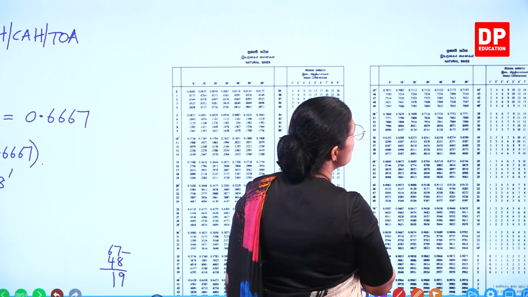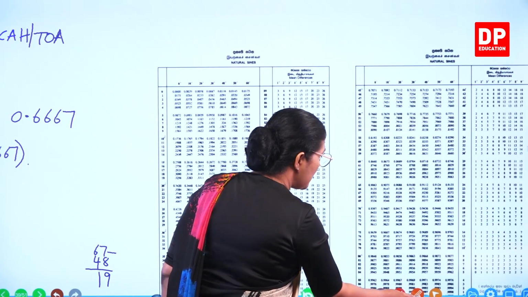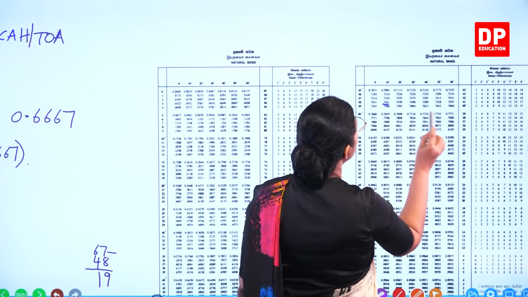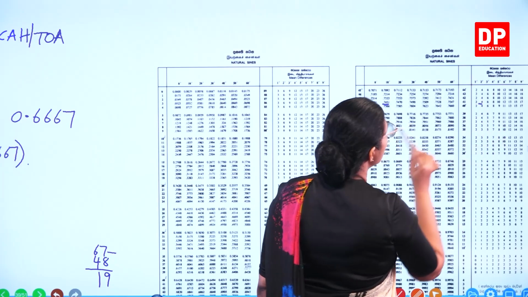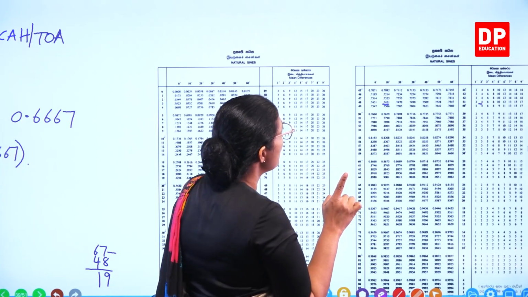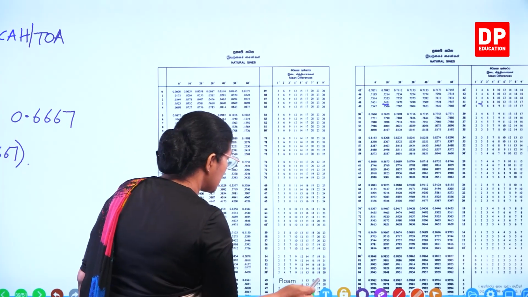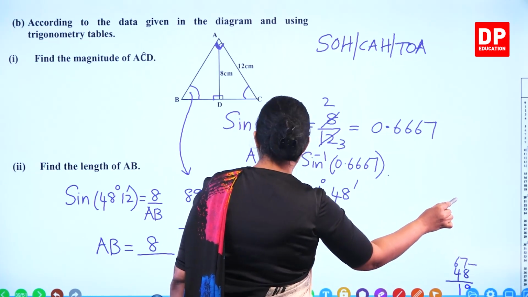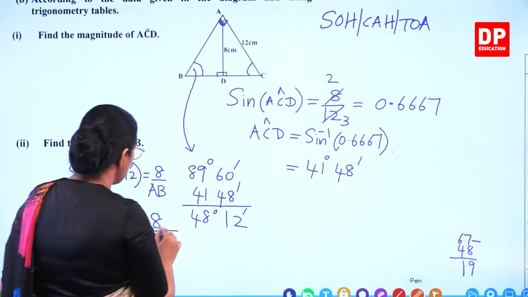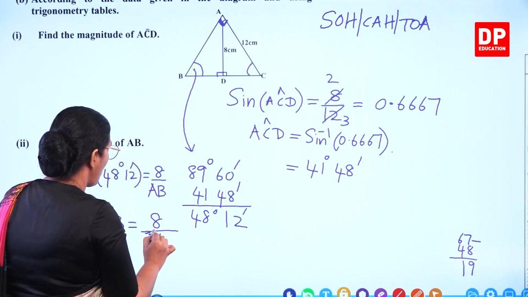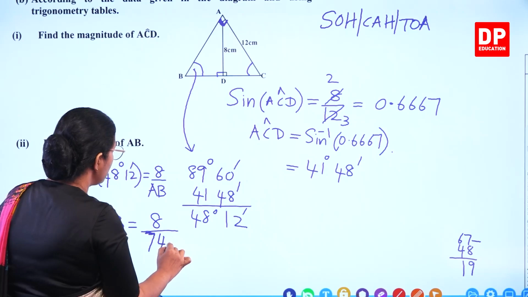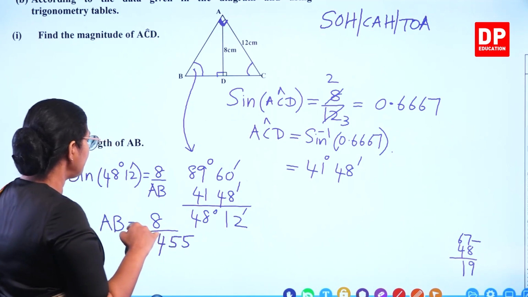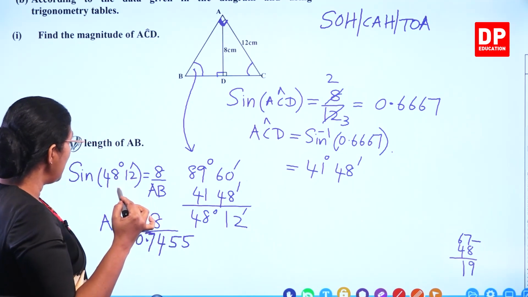48, 12 means what's the value? 48, 10 and 2. You have to add 4. 74, 51 plus 4, 74, 55. So 0.7455. Now you can divide and find the AB length.